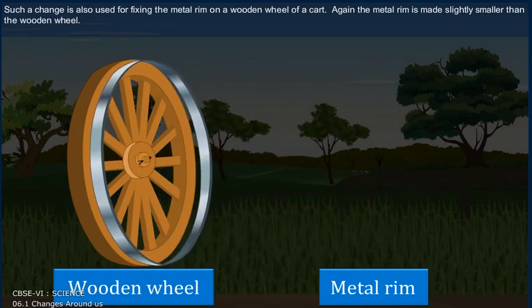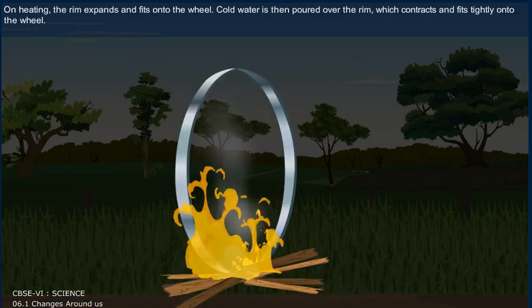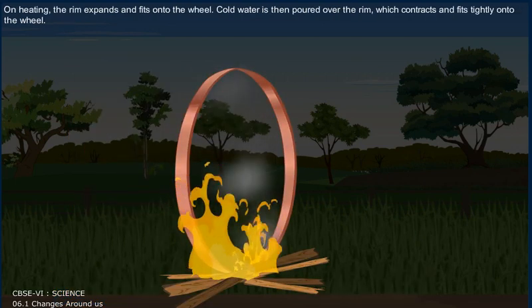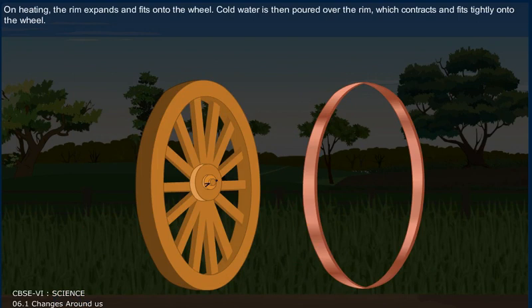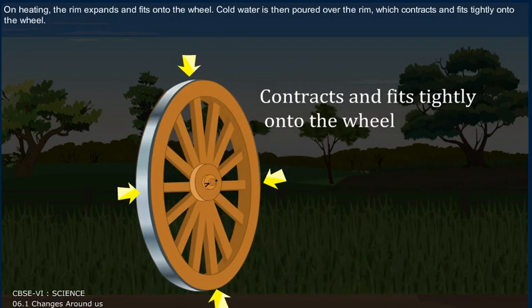Again, the metal rim is made slightly smaller than the wooden wheel. On heating, the rim expands and fits onto the wheel. Cold water is then poured over the rim, which contracts and fits tightly onto the wheel.